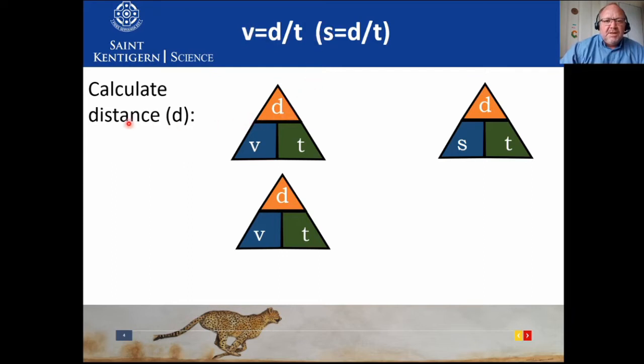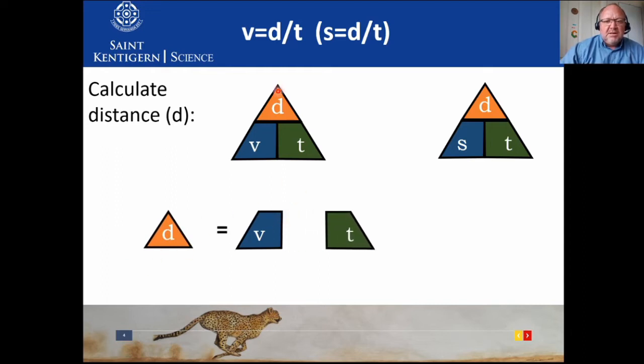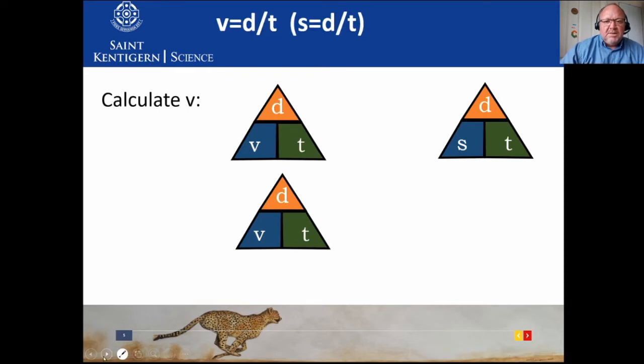So if we want to calculate, for instance, the distance, so we take distance, and you can see if we take the distance, we put it in front of the equals, then it's going to be velocity times time, velocity times time. If you want to calculate velocity, it's going to be d over t.